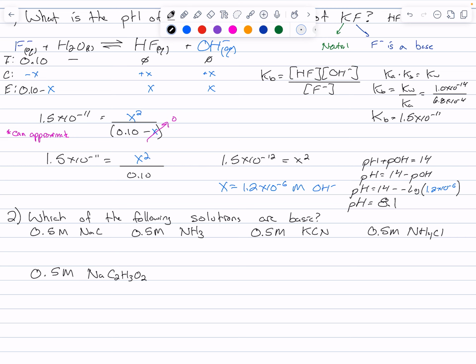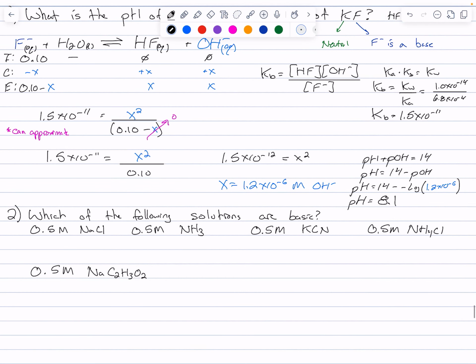All right. So what do we have here? Let's look at the first one, sodium chloride. This is strong, and this is also strong, right? NaOH, HCl. So this is neutral. Ammonia, that's your weak base. So this is basic. That's a weak base.